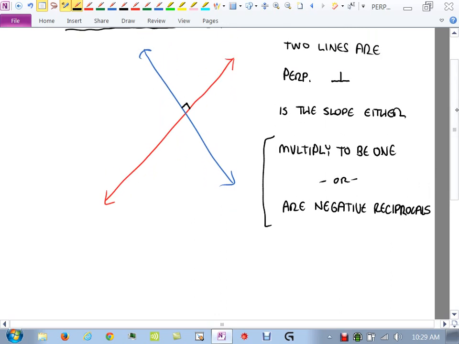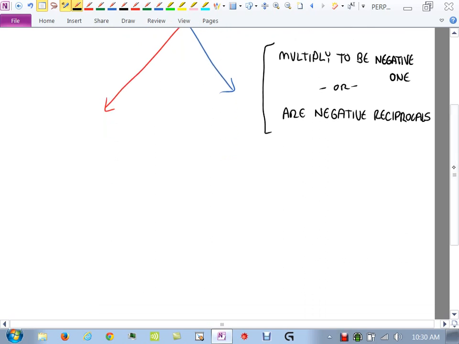Either you take the slope of each line, you multiply them, and you get 1. Right? Did I put 1? Hold on. Not 1. -1. I forgot -1. Or they are negative reciprocals. So let me give you some examples of what slopes of two perpendicular lines would look like.